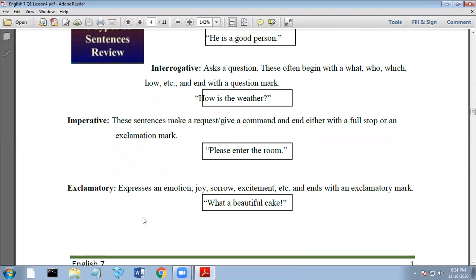And the last type of sentence is exclamatory. Exclamatory expresses an emotion, joy, sorrow, excitement, and ends with an exclamation mark or exclamation point. What a beautiful cake is an example of an exclamatory sentence.